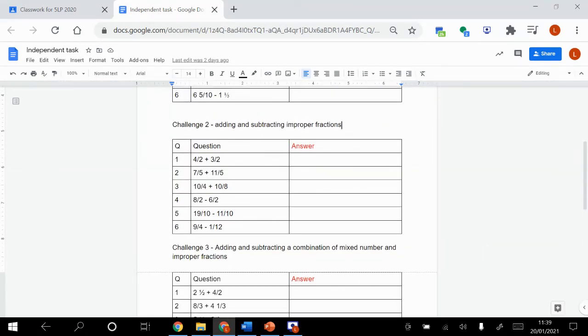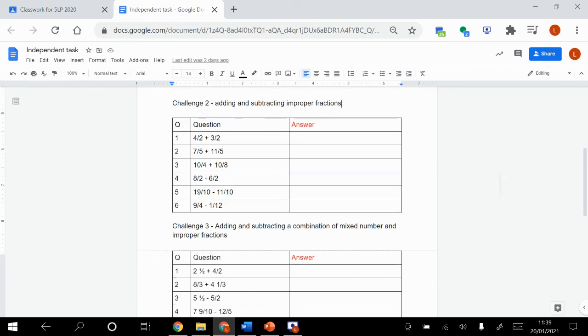Challenge 2, we are adding and subtracting improper fractions. This is easier. The only time it gets difficult is like in question 6, where I have to convert one of them first, because I can't just add 9/4 and 1/12. I have to convert 9/4 first into a number of 12s.